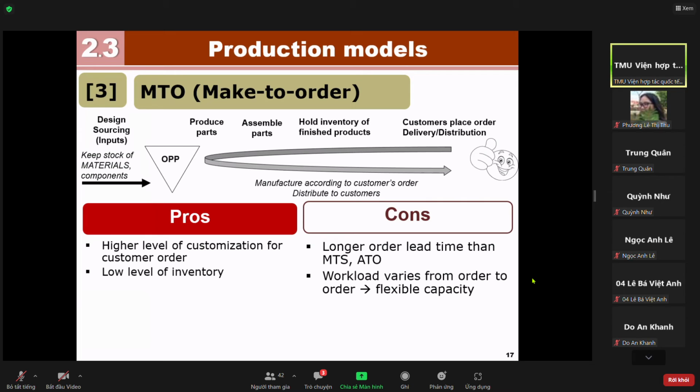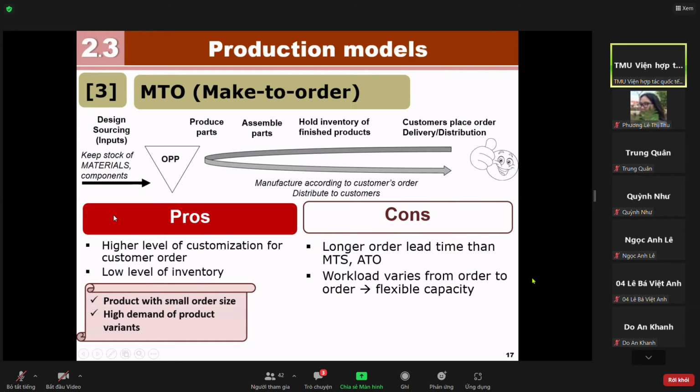And in such a case, if a company or business would like to apply the MTO model, it requires them to have resources that can be flexible and competent enough to fulfill all the different demands of the customer. So, for that reason, we need to consider only products with a small order size. For example, the Rolls Royce car like that.